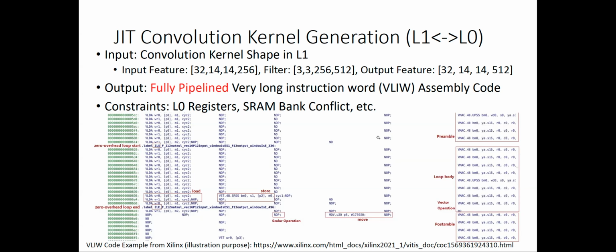And this automatic code generation actually enables us to generate code for any types of convolution kernels instantly. So I would say that this is a huge time saver within our software compilation stack.